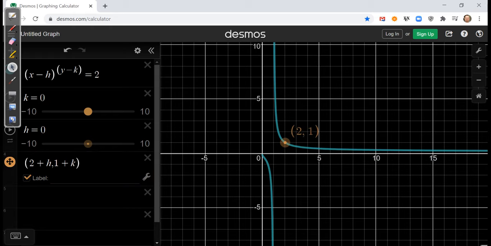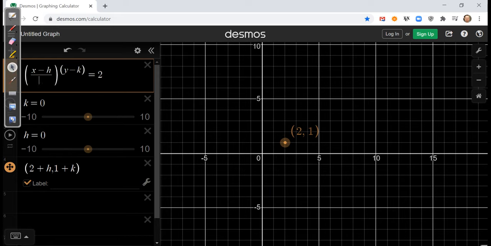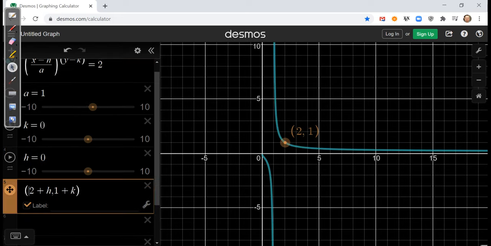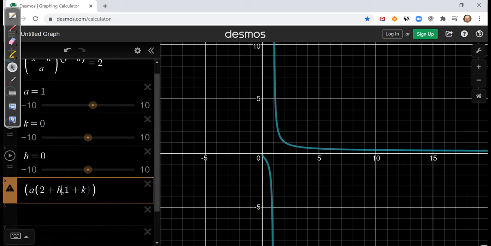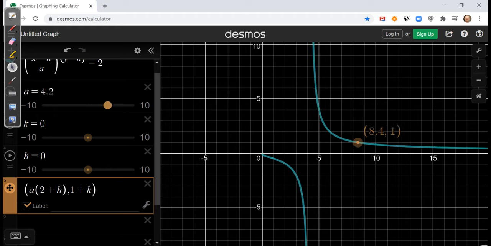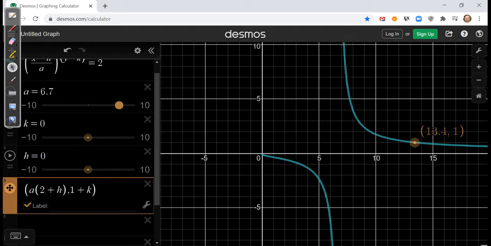What about scaling, if I want to stretch it? If I want to stretch it, I'm going to divide everything by a. So we add this factor of a. In the formula, we divide by a, but in the point, it has the effect of multiplying by a. So as a gets bigger, you're horizontally stretching the graph. Notice how it's stretching away from the y-axis.